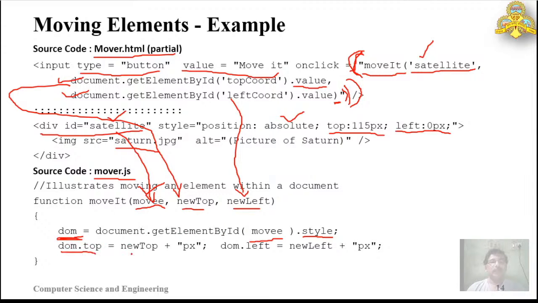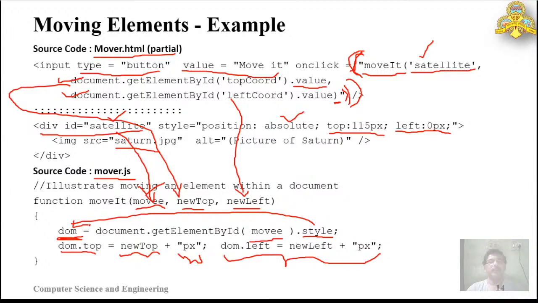Dom dot top equals new top plus px. Here the px word must be appended to the new value of the top value and left value, or right and bottom also. It must be provided without any gap. So observe here within the double quotes px is given, that is concatenated to the integer value new top and stored as a string in the top. Same is done for the dom left, dom dot left. What is dom here is, it is the style of the property element.